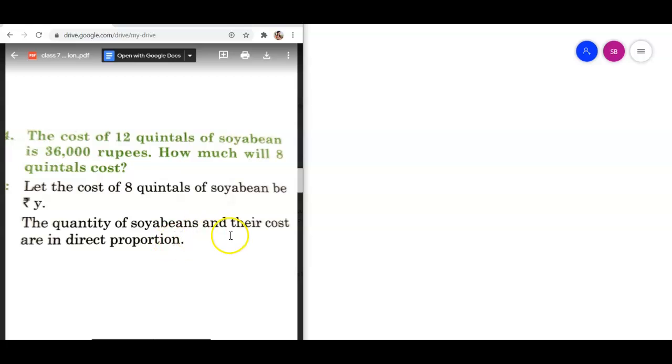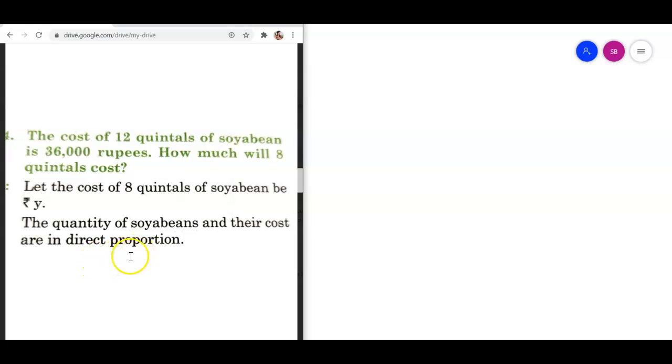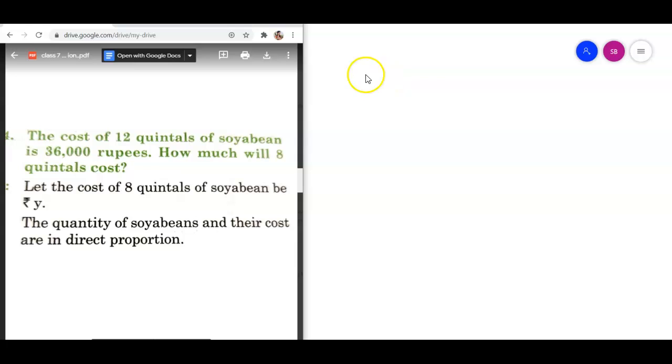The quantity of soya beans and their cost. See, the quantity and the cost will always be in direct proportion, right? So the quantity of soya bean and their cost are in direct proportion. That is, if one quantity increases, the other will also increase. So if quantity increases, the price will increase. If quantity decreases, the price will decrease. So these two lines are very important. Whenever you solve a question, these two sentences are a must that you write while solving, because they carry marks. So let us solve this question now.